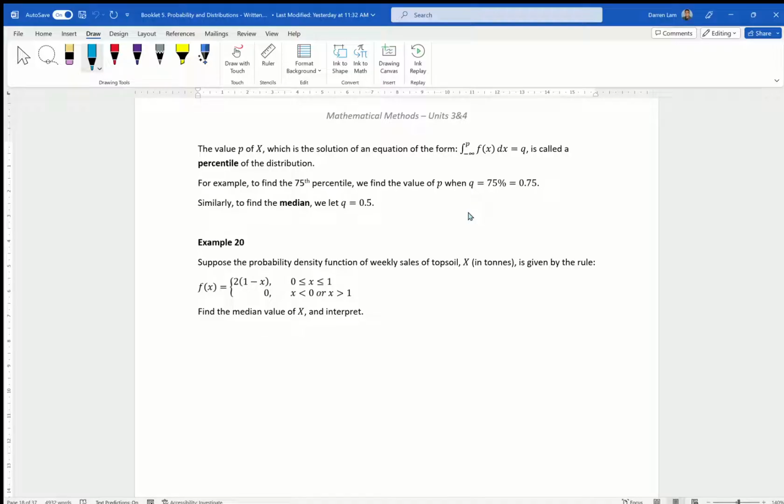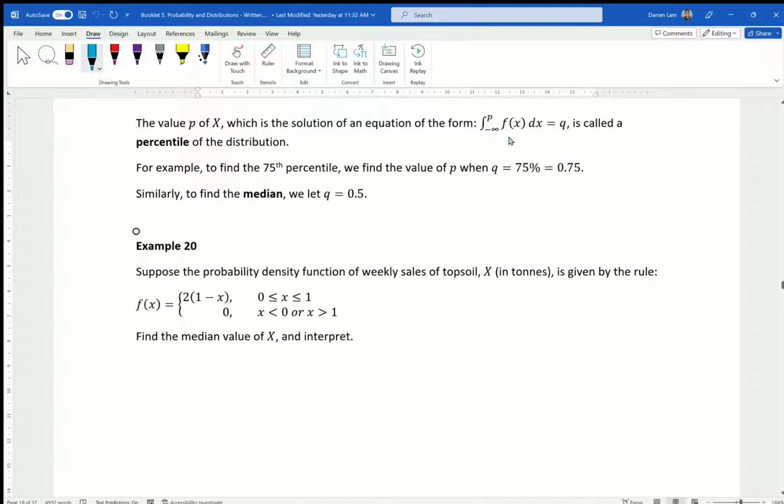The value p of x, which is the solution of the equation here, from negative infinity to p, f of x dx equals q, is called the percentile of the distribution. Now the formula itself is not as pertinent, if I'm being honest. It's more so the fact that we should be able to understand what the question's asking for, because we'll apply the same thing in our normal distribution in the next lesson.